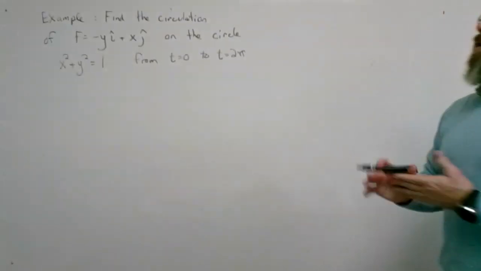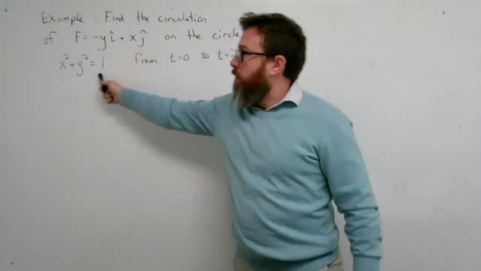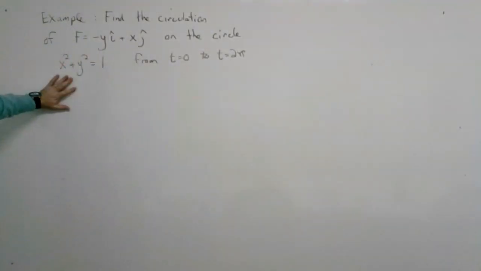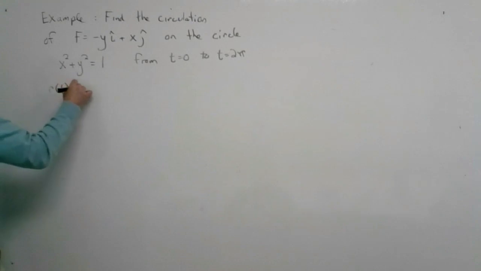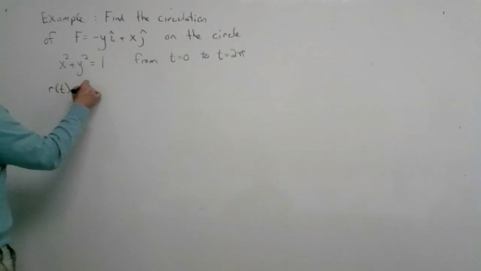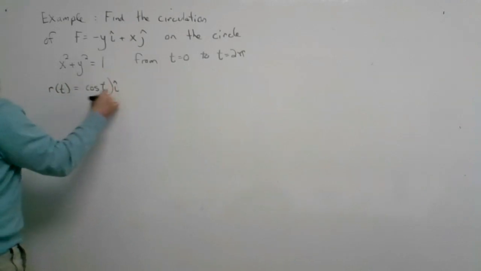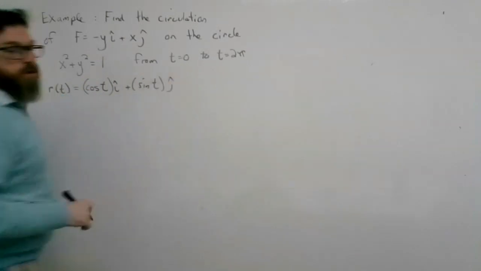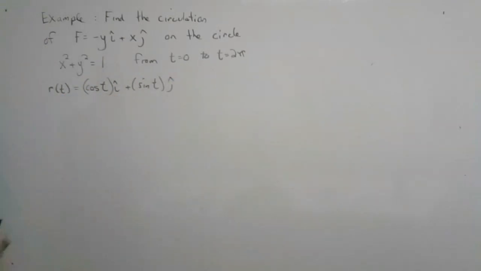So what I want to do is find the circulation of this field F over this unit circle. And what the previous definition says is that I have to parameterize this circle. So I have to write this in terms of r of t. It's the same thing we used to do with polar coordinates. x is equal to r cosine t, and y is equal to r sine t. In this case, r is equal to 1. So this is going to be equal to the cosine of t i, that's your x, plus the sine of t j, which is your y coordinate.